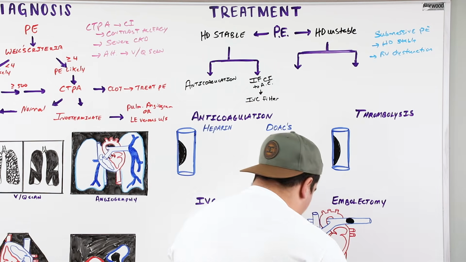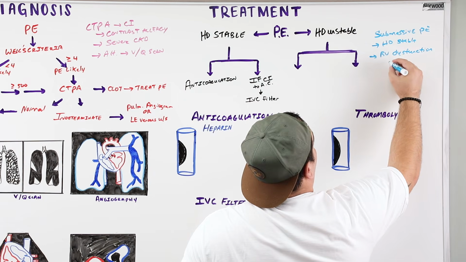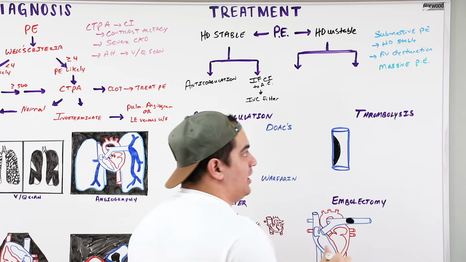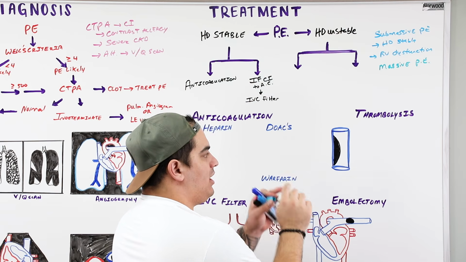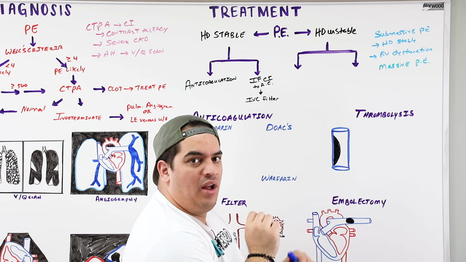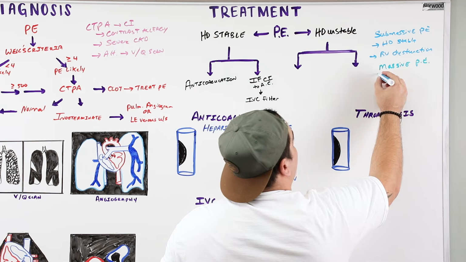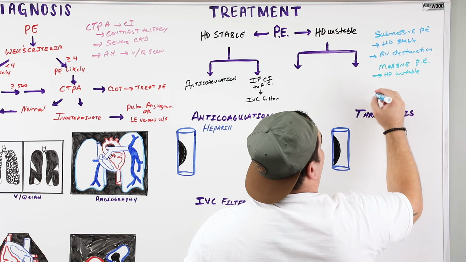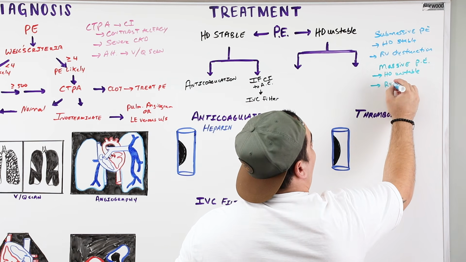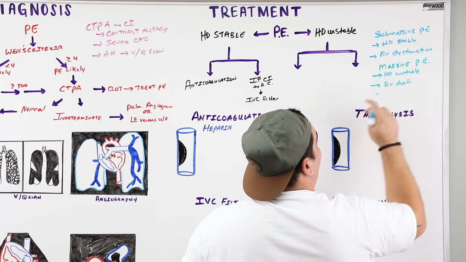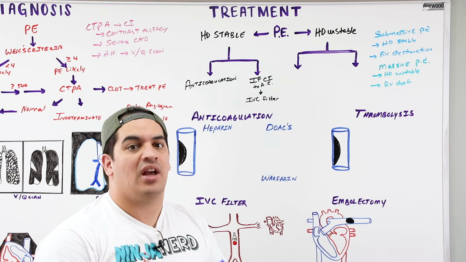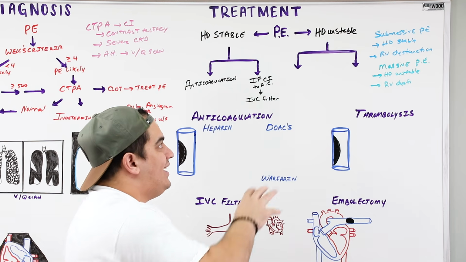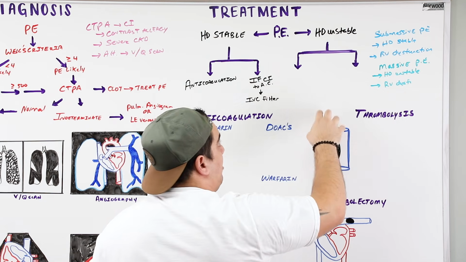If someone has the other end of the spectrum, which is a massive PE, usually this is what's called a saddle embolus. And again, remember I told you, a saddle embolus is basically when there's a clot in the pulmonary trunk. I'll show you that when we get down to this other diagram. But in this situation, they are hemodynamically unstable. They're hypotensive, severely tachycardic, severely hypoxemic, and they have right ventricular dysfunction. Usually this is a saddle embolus, so they have evidence of a very significant clot burden within the pulmonary circulation.